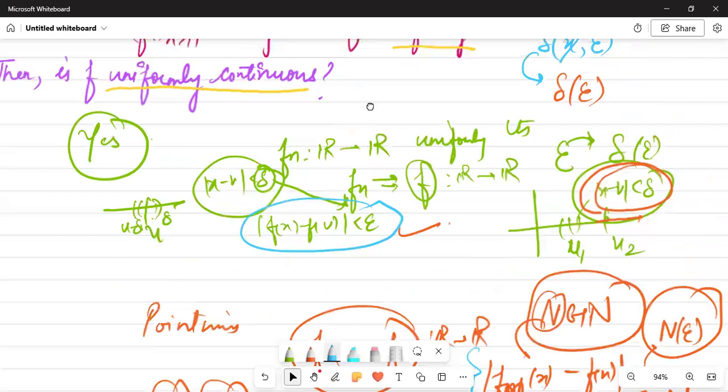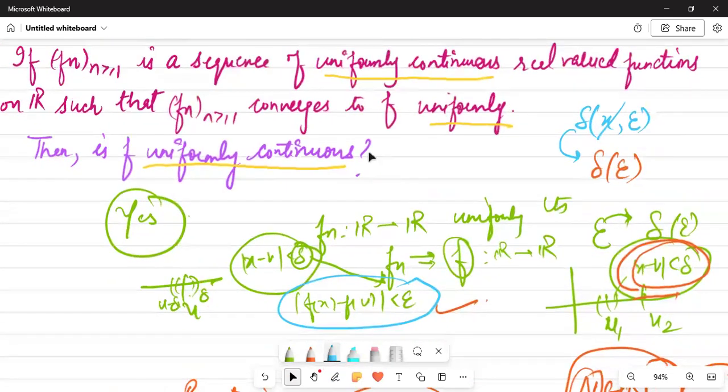So the answer to this question is yes. If your sequence of functions which are uniformly continuous converges to some function f uniformly, then f is also uniformly continuous.